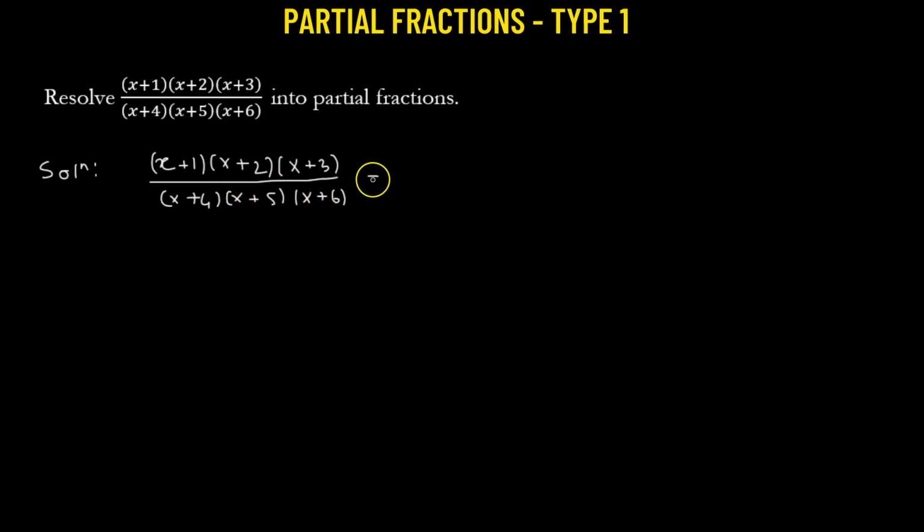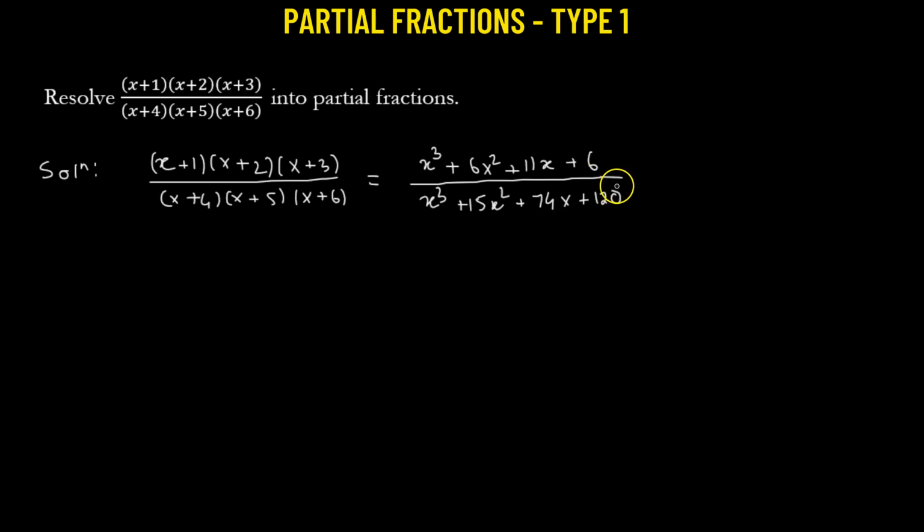Now, for the time being, we're going to multiply the three factors in the numerator as well as in the denominator, and this is going to give us x cubed + 6x squared + 11x + 6, and in the denominator we're going to have x cubed + 15x squared + 74x + 120. Now clearly we see that the degree of the numerator is exactly equal to the degree of the denominator. All we have to check for is the highest power of x, so that's 3 in both the numerator and the denominator. So this is not a proper rational fraction.